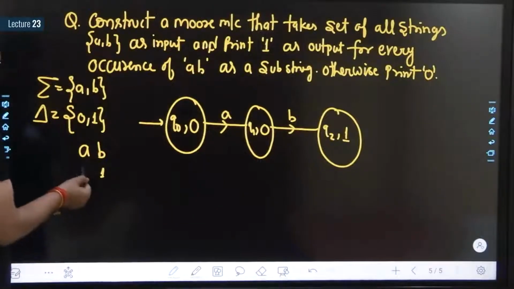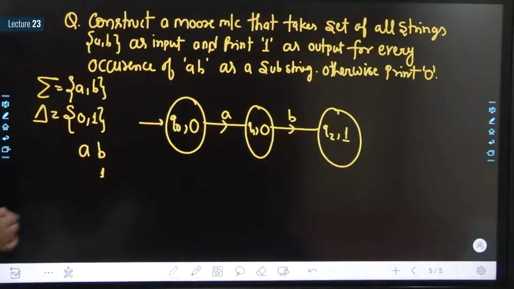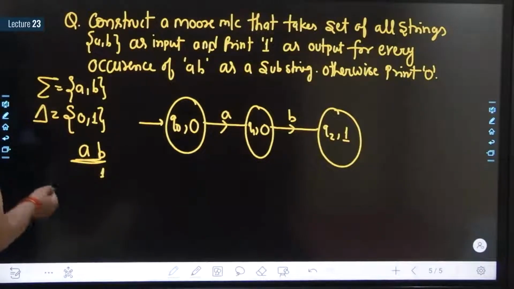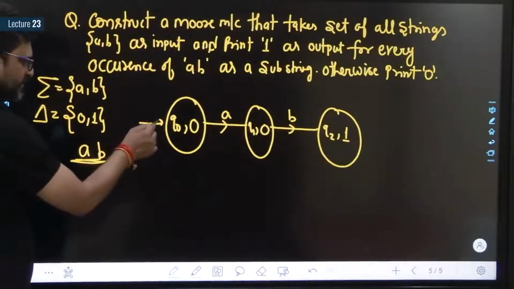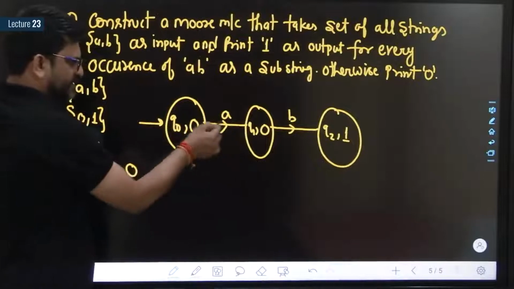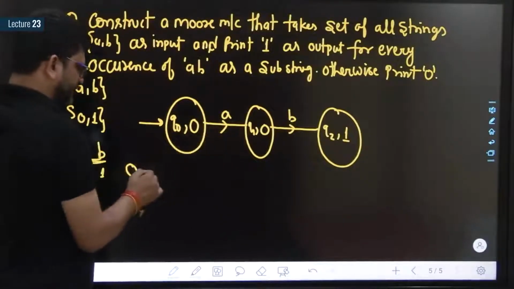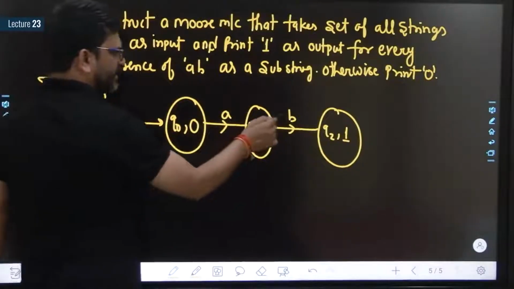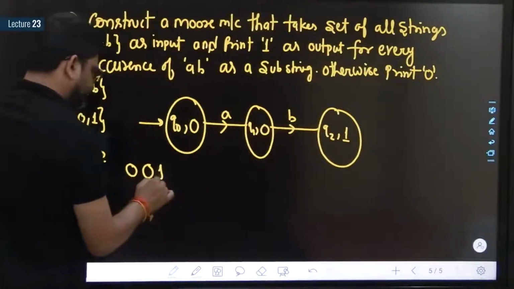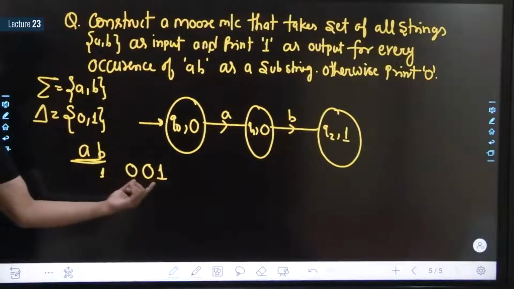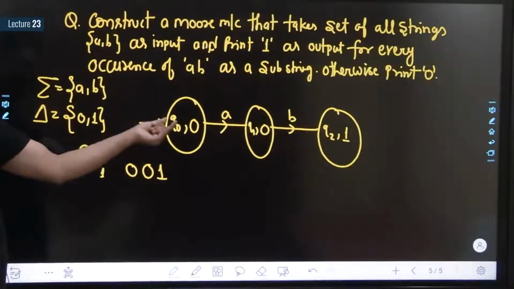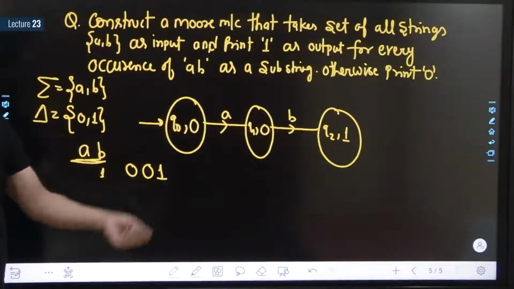Suppose the input length is 2. AB is input. Then what is the output? Output is length 3. Initially, we visit Q0, it prints 0. When we visit reading A on Q1, it prints 0. When we read B goes to Q2, it prints 1. See, output is length 3. Why? Because without any reading, the initial state prints the output.